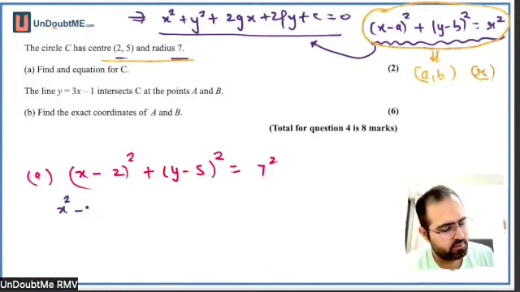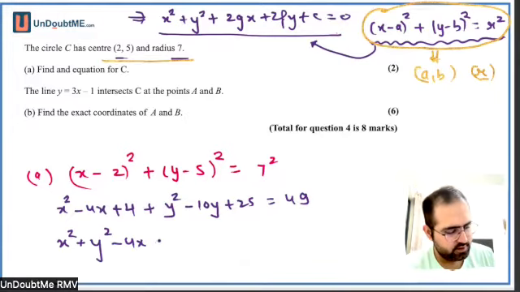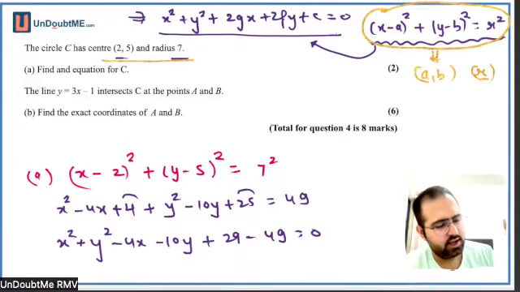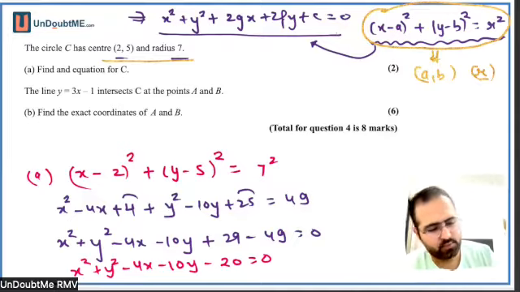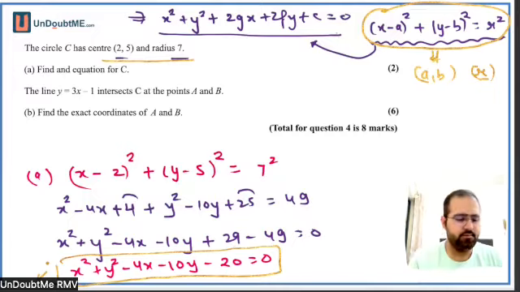It will be x square minus 4x plus 4, plus y square minus 10y plus 25 is equal to 49. So x square plus y square minus 4x minus 10y, 4 plus 25 is 29, minus 49 is equal to 0. My final step will be x square plus y square minus 4x minus 10y minus 20 is equal to 0. So that is the answer for part A.